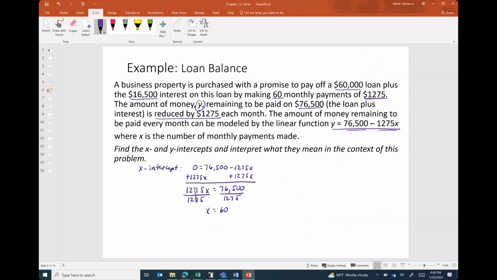All right, now let's interpret what that x-intercept means, right? So that x-intercept is right at the very end when y is equal to 0. So this means that the loan is totally paid off. So if we were to interpret that, we would say the loan value is 0 after 60 payments have been made.